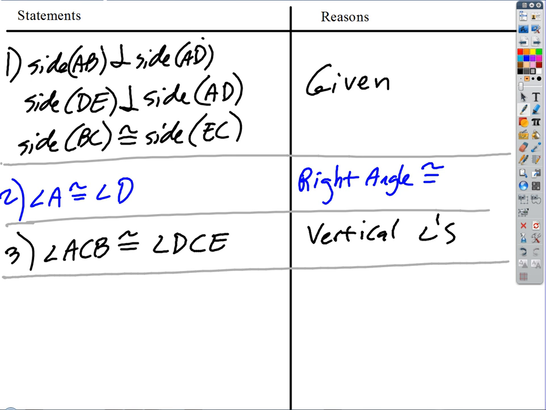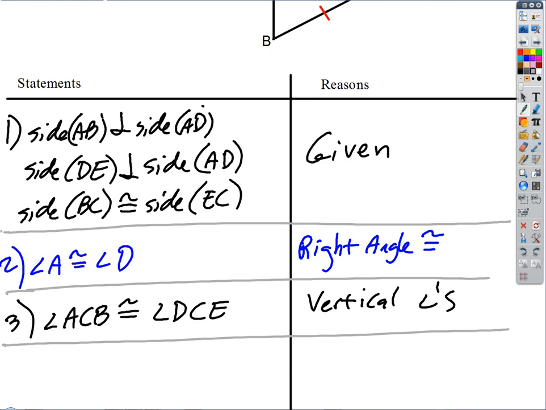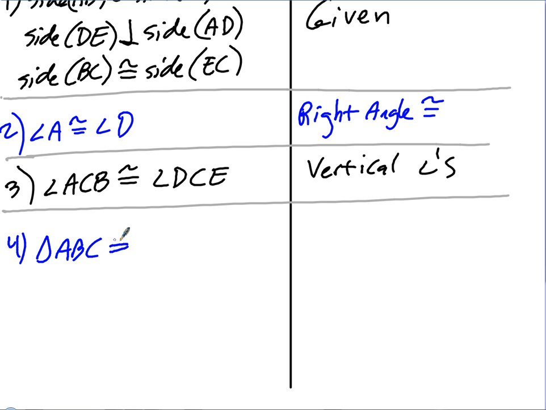Okay, and then the last step was, now we had it, right? We just said that we fit the pattern AAS. Now we can say that the triangles are congruent, ABC and DEC. Angle, angle, side pattern. Done. How about that?